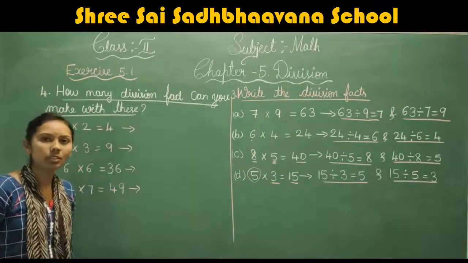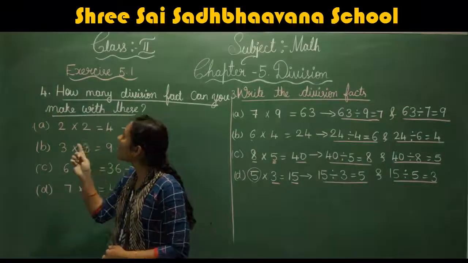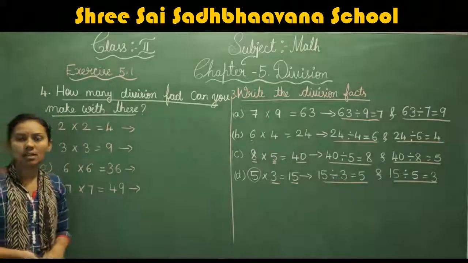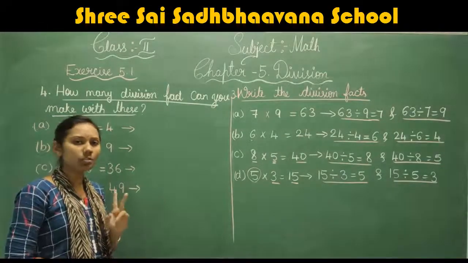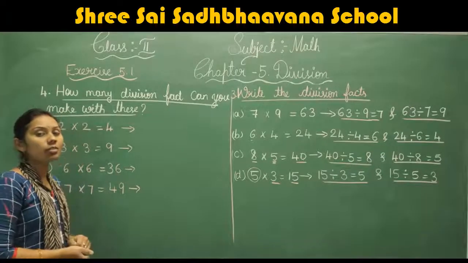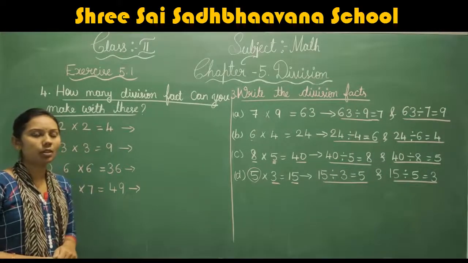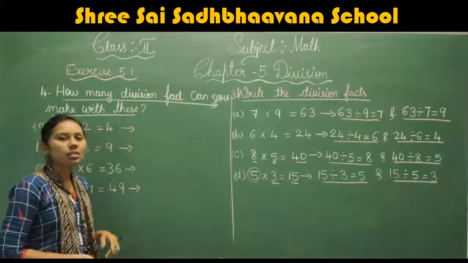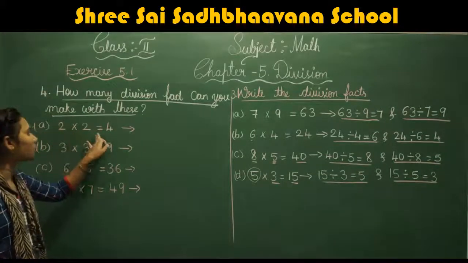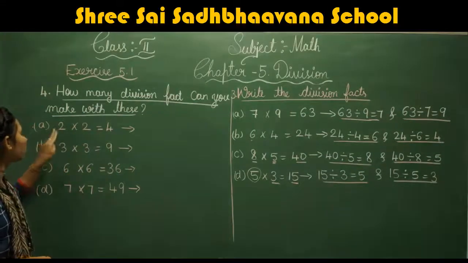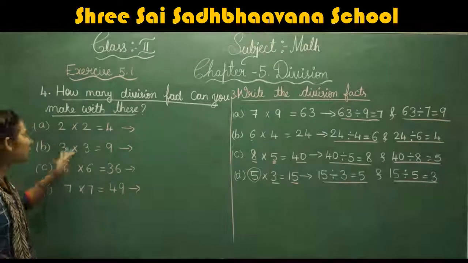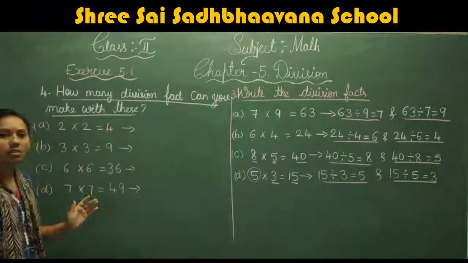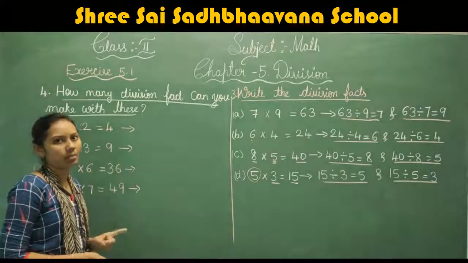Now we will move to the fourth question, that is how many division facts can you make with this? I already told that there will be two division facts. So we have to look at the numbers also here. For all the numbers we can't do the two division facts. See the first question here, 2 2s are 4. Here we are repeating the number. See, 2 into 2 is 4. So like these numbers, we will get only one division fact.